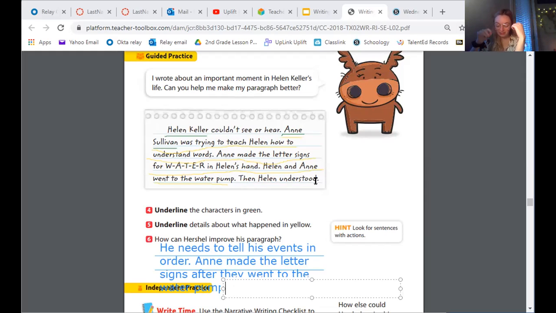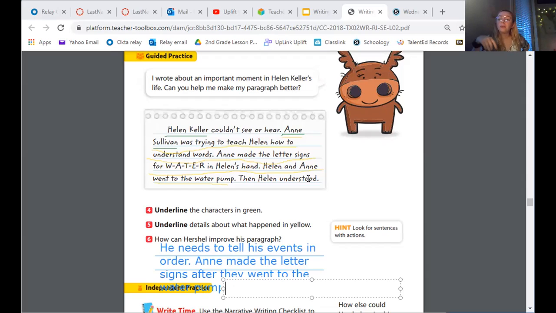That's right. You might have said that Herschel could improve his ending by telling us how this changed Helen's life. He just says that she understood, but we want to know how it helped her in the future going forward.